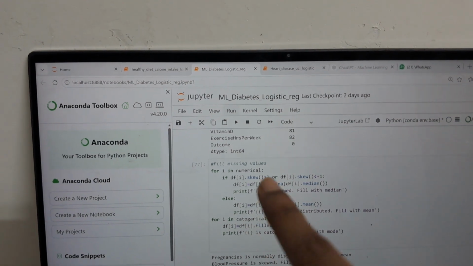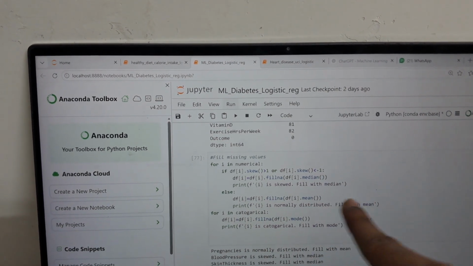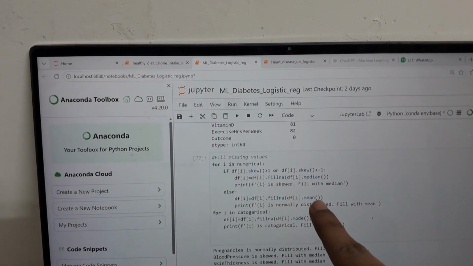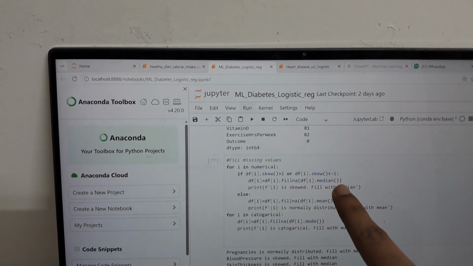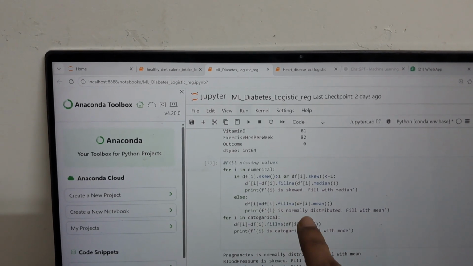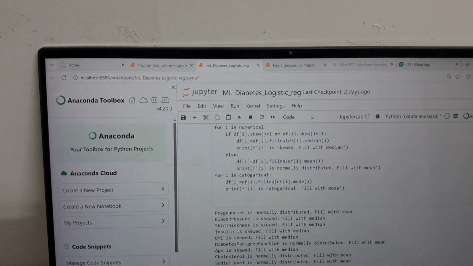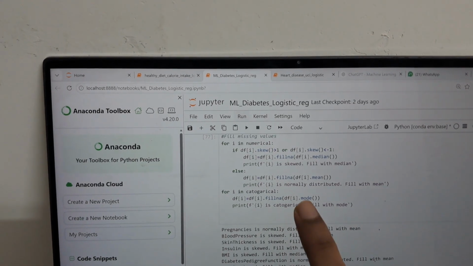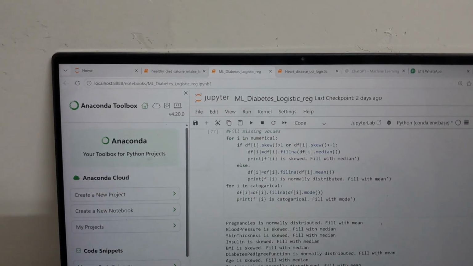Else, if it is not skewed data, it means it is normally distributed data, so fill with mean. So filling with median if it is skewed data, filling with mean if it is normally distributed. This happens only for numerical data. Next, for i in categorical, fill mode. If it is categorical, then fill the missing value with mode.